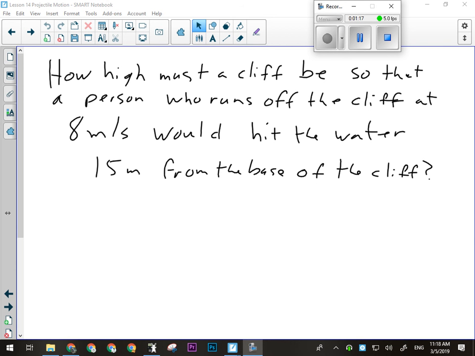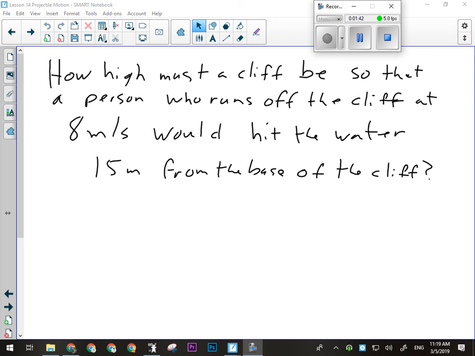So yesterday we talked about both kinds of projectile motion, but we really only did a couple of questions with the you run horizontally off of a cliff kind, not the angled kind. So this is an example of one of those where something runs horizontally off a cliff. The question this time, instead of asking where they land, is saying, here's where they land, how high is the cliff? So you're working a little bit backwards.